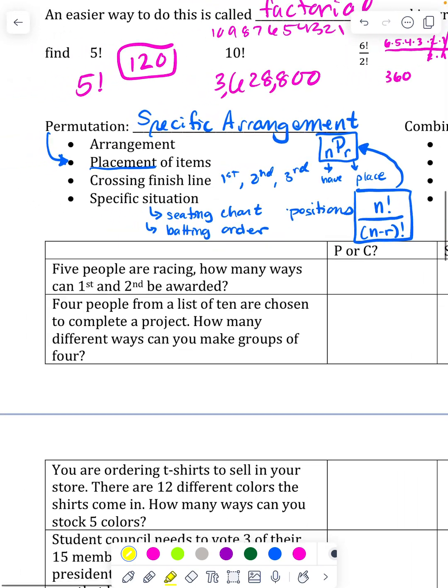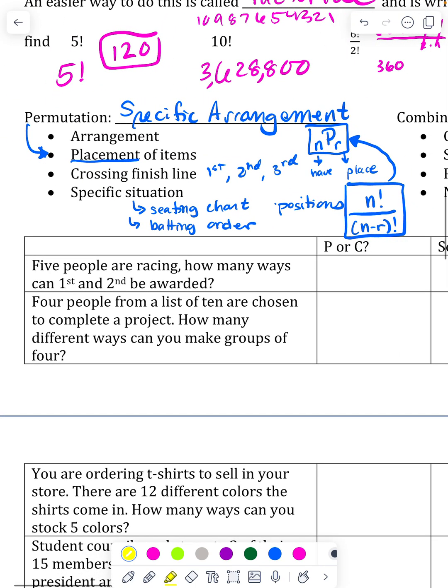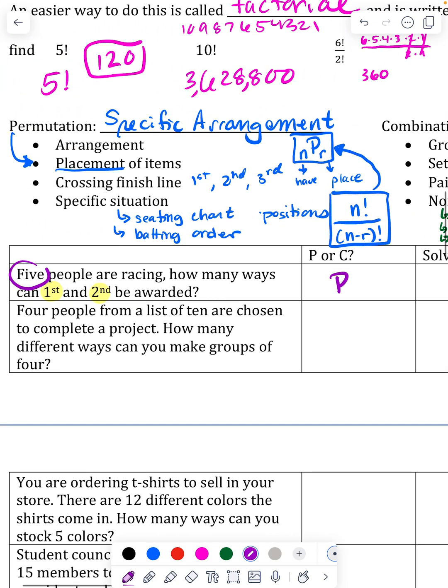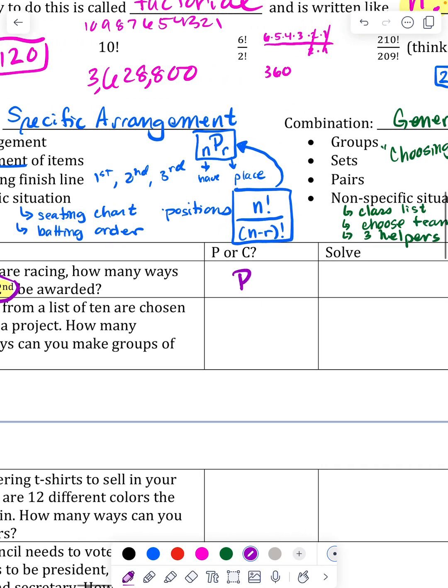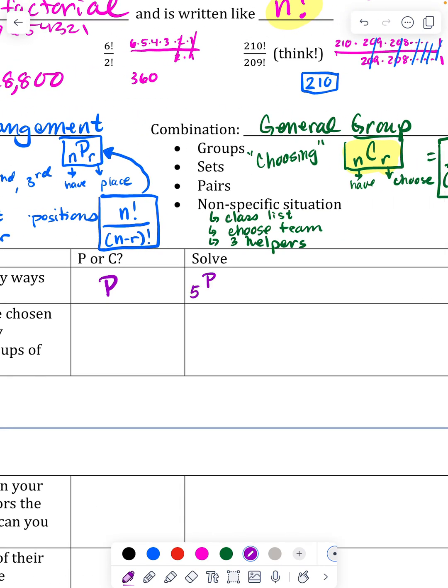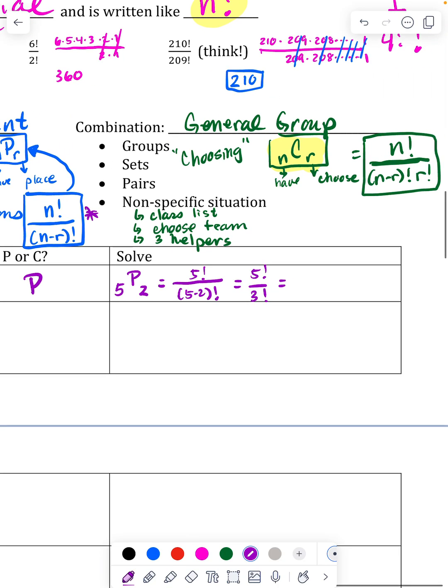So let's figure this out. 5 people are racing. How many ways can first and second place be awarded? Since that's a specific placement, that is going to be a permutation. And so here in my chart, that's a permutation. So I have 5 people and I'm placing them in first and second. So that's going to be a 5P2. So using this formula, I'd have 5 factorial over 5 minus 2 factorial.